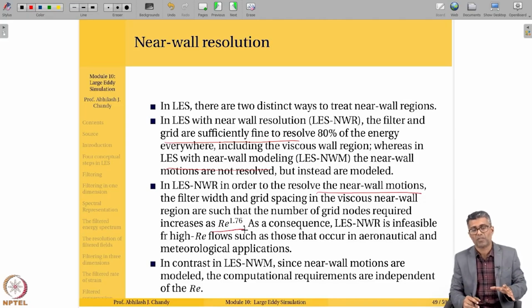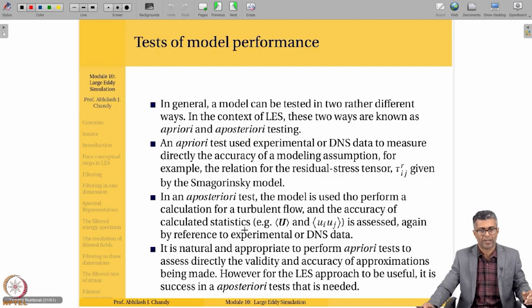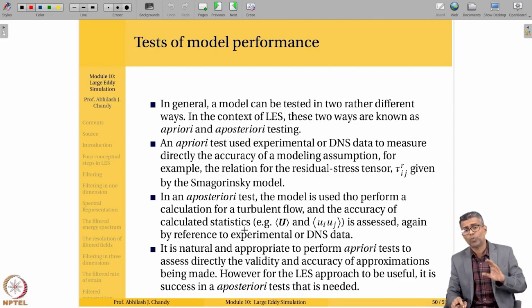So because of that, NWR becomes nearly infeasible at high Reynolds number flows. On the other hand, for NWM, since near wall motions are modeled, that is more practical. Computational requirements are not that stringent, so it can be done. It is more practical.